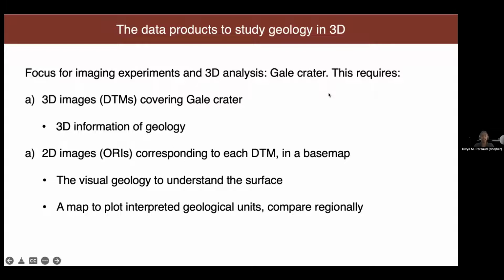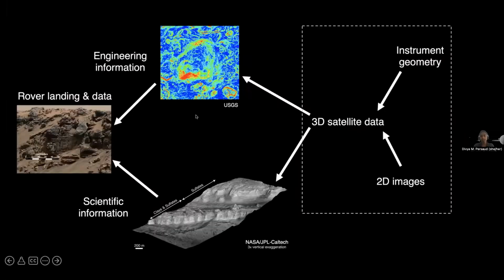So the data products to study geology, which is my focus, and also to process things in 3D, were Gale Crater, and that's the landing site of Curiosity rover. And my goal was to get these 3D images covering Gale Crater, which provide 3D information of geology. So if you take a look here, when visualized, these 3D images expose outcrops, they expose textures and things that we don't intuit from just the 2D.